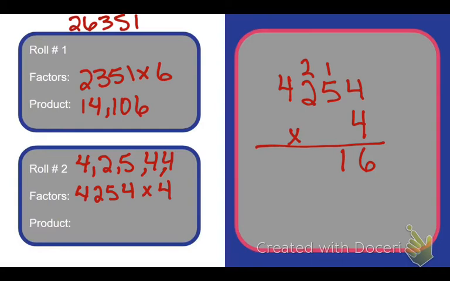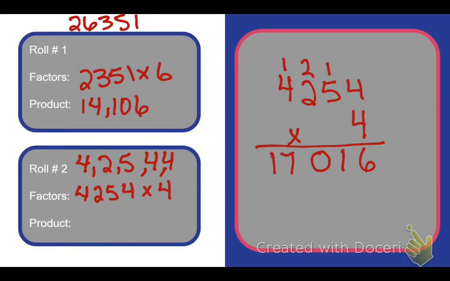Okay, next I'm going to do what, Kalia? 4 times 2. 4 times 2 gives me what? 8. Plus 2 equals 10. Good. We can't put the 10 down. Right, so we got to carry that 1. All right, Emily, what's next? 4 times 4. 4 times 4 is 16, plus 1 gives me 17.